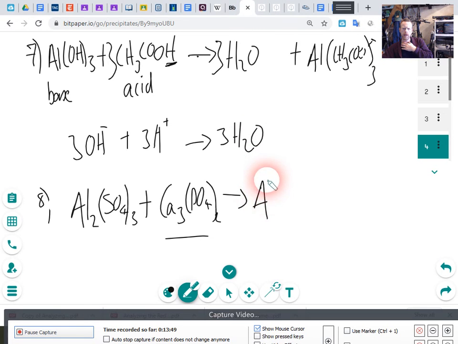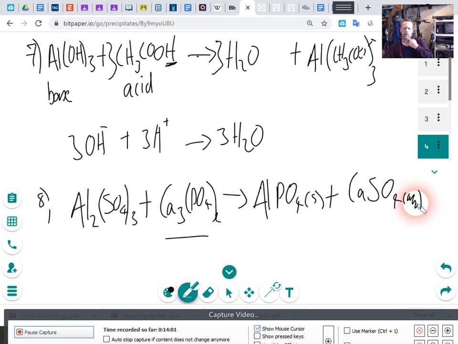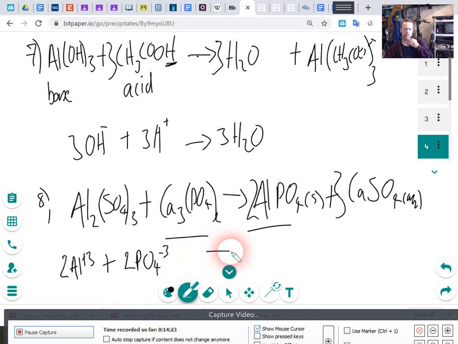So it makes AlPO4 solid plus CaSO4, AQ. So now we have to put a 2 there, put a 3 there. Is that right? Yeah. So net though, it's just these ones. The net is going to be 2Al plus 3 plus 2PO4 minus 3s makes 2AlPO4 solid. Okay.